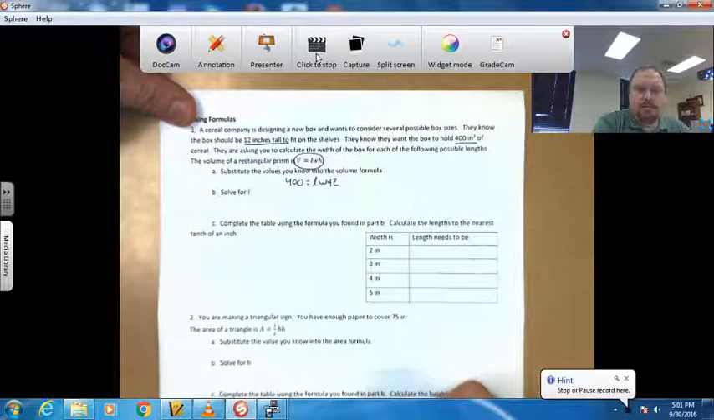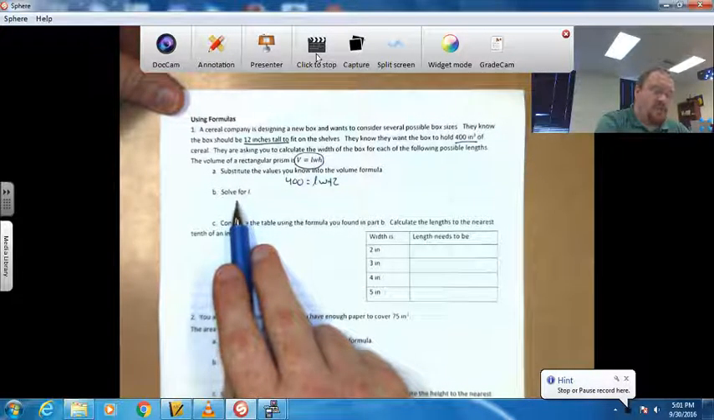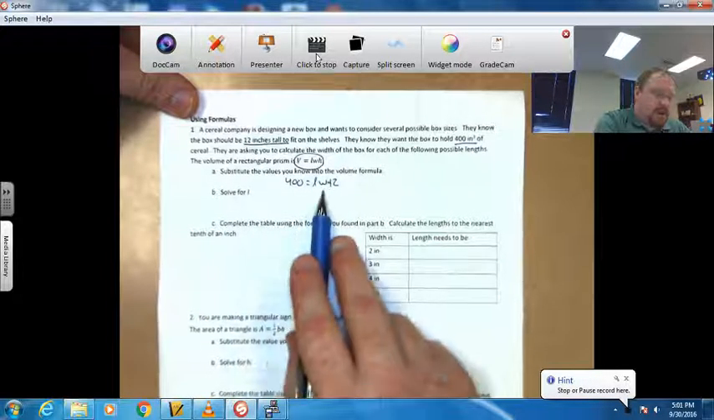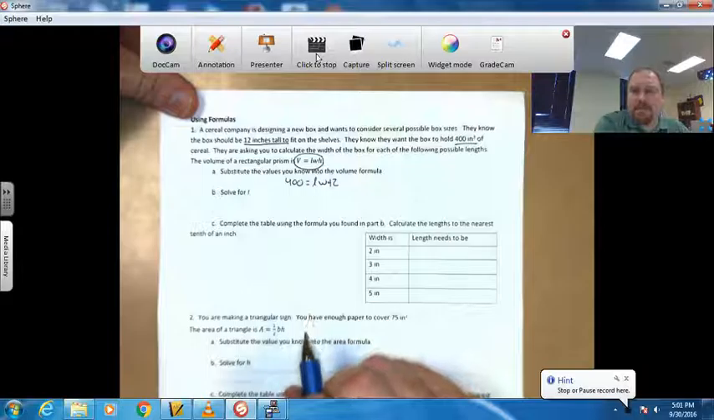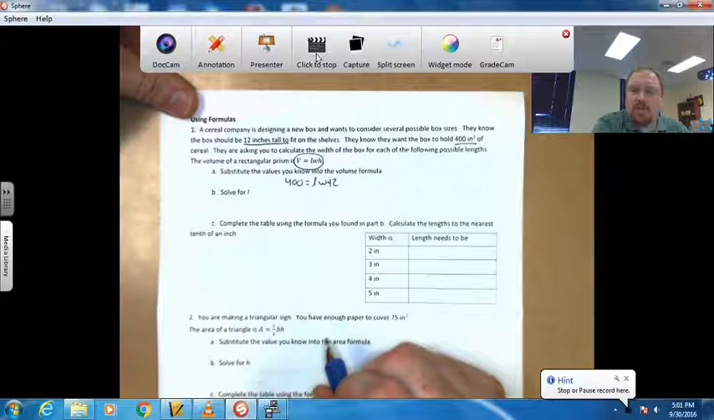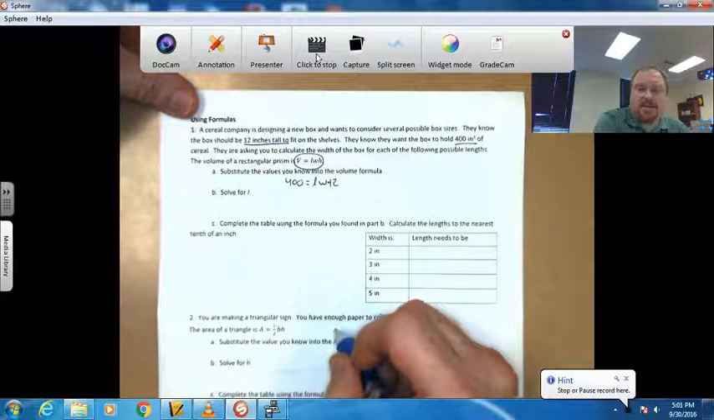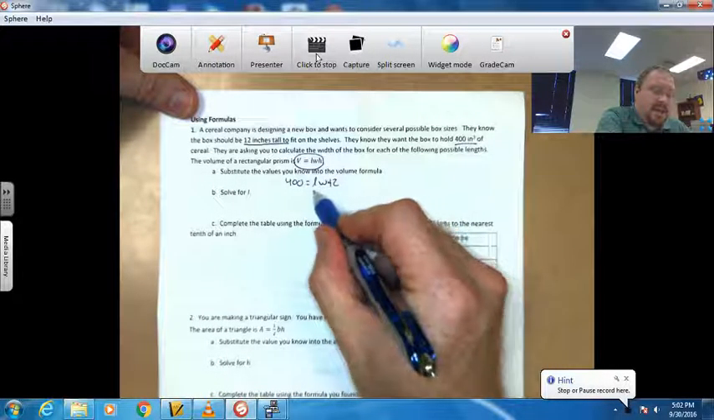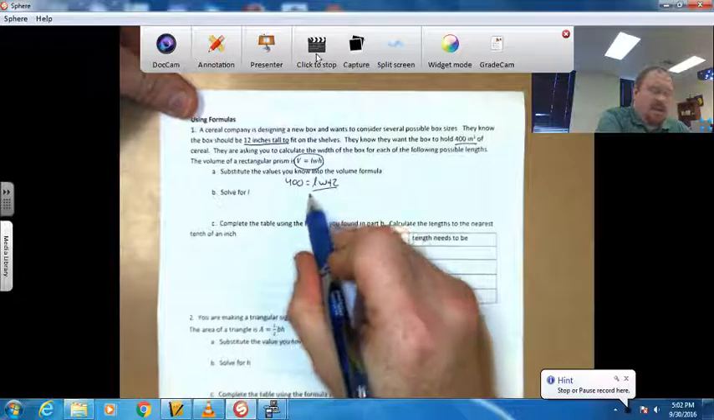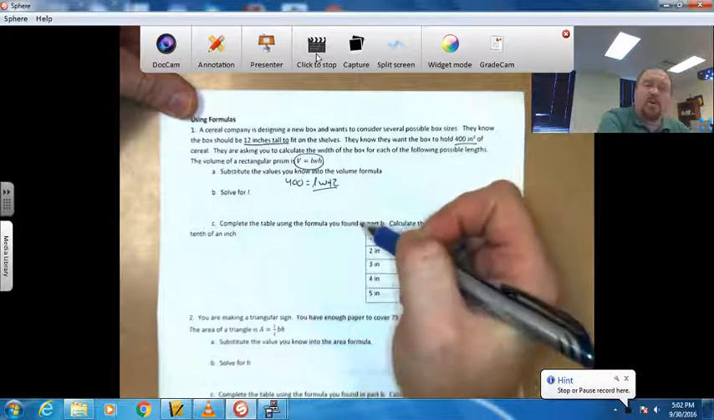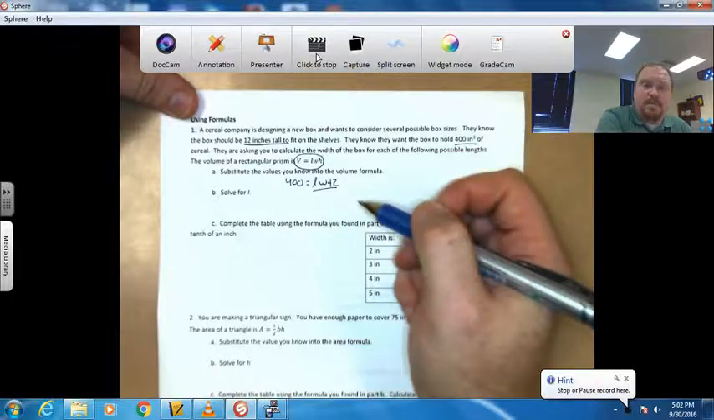Okay. Now, they want us to solve for L. Okay, I'll solve for L. I don't see a plus or a minus sign, so I don't have to worry about undoing that. So I have to undo multiplying and dividing. So I'm getting L by itself. L is being multiplied by W and 12. So I'm going to divide by W and 12.